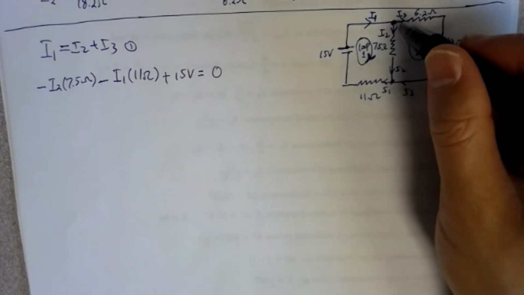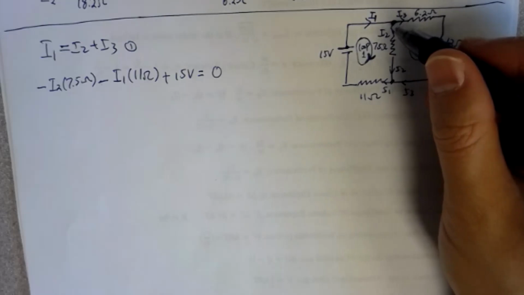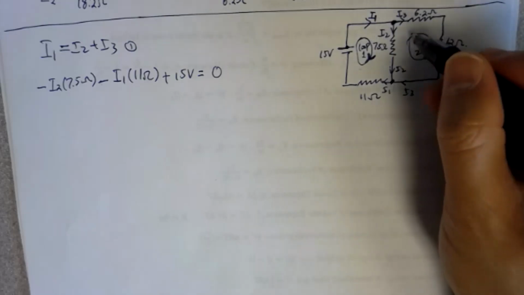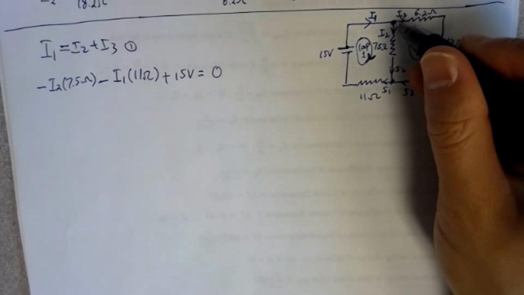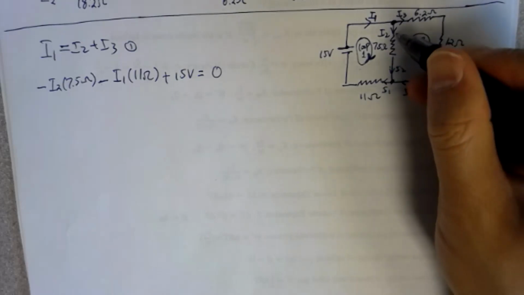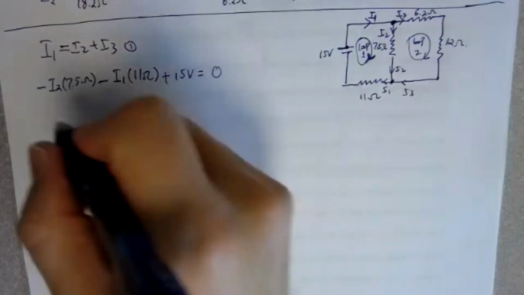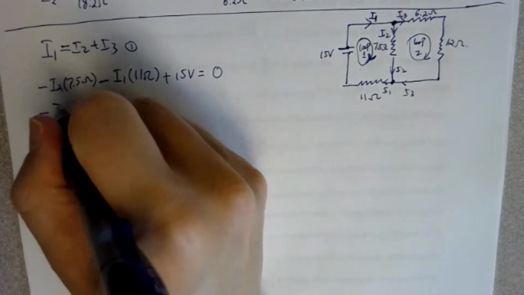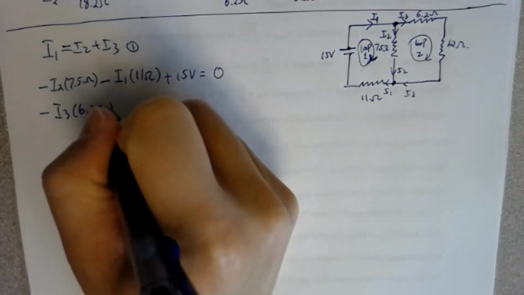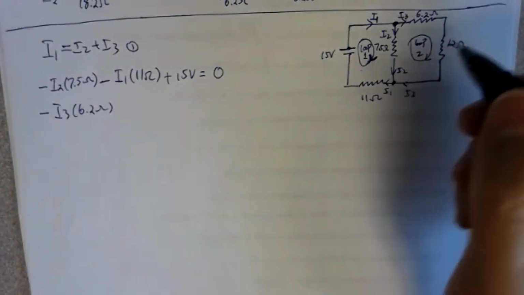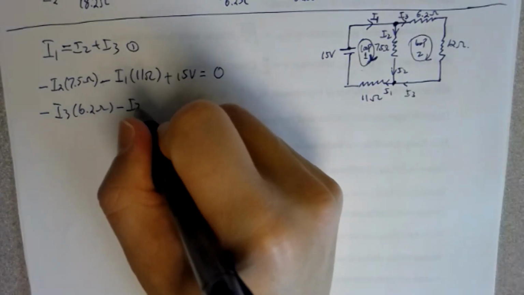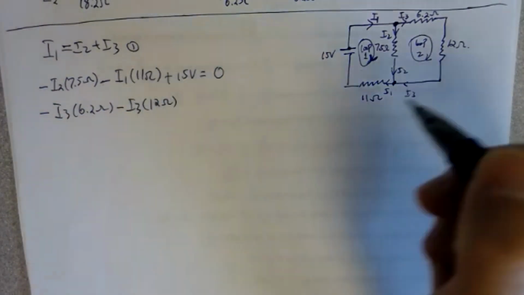So that's loop one. You are back. For loop two, again we can start from point B, go through this loop and come back. So I3 and loop two going through 6.2 ohms are in the same direction, so again you get minus I3 times 6.2 ohms, and the same for the 12: minus I3 times 12 ohms.